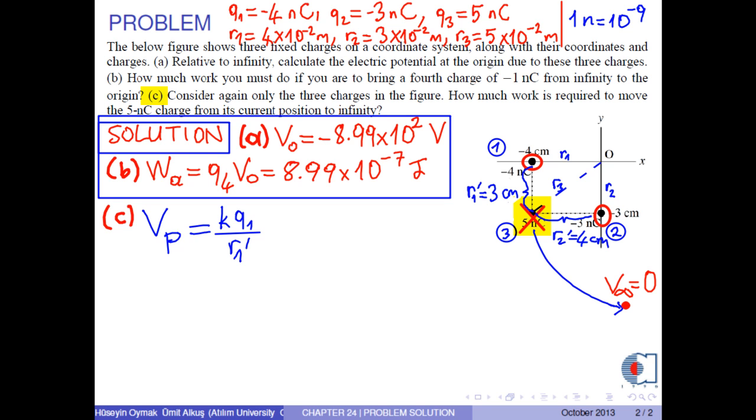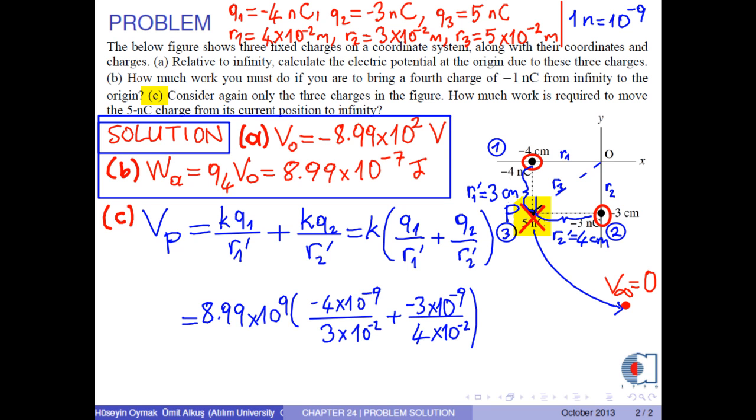And the potential due to Q2 at point P is K times Q2 over R2 prime. Now R2 prime is 4 centimeters. As you see, K is common to both terms. Now we can insert the numerical values into this formula. Again, 10 to negative 7 is common to both terms. Therefore, we can write negative 8.99 times 10 to 2 times 4 over 3 plus 3 over 4.